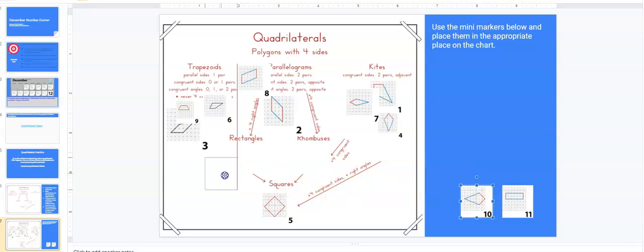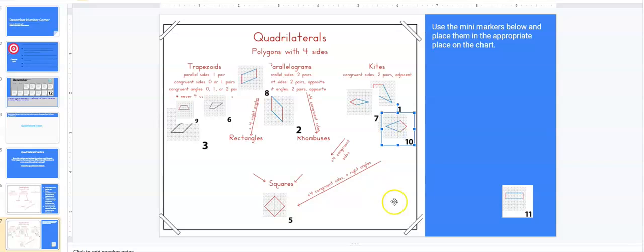All right, this one should be familiar to you by now. It looks like these other ones. It's a kite. 2 pairs of sides that are congruent. So that one's a kite.